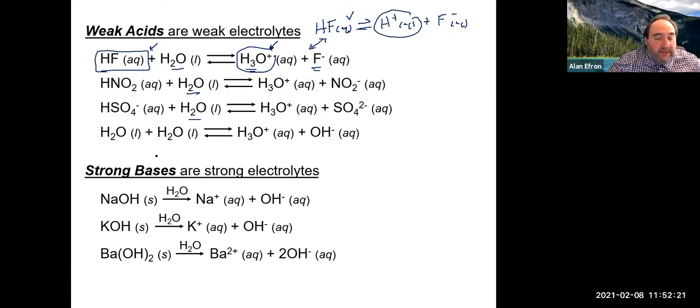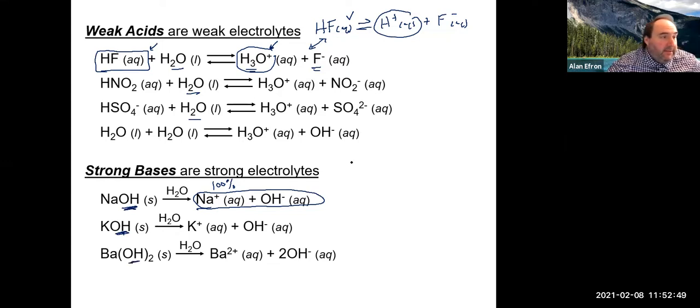These are strong electrolytes, which also means that they 100% break apart. So we take some sodium hydroxide, potassium hydroxide, barium hydroxide, and much like our strong acids, we 100% have our ions in solution. They completely break apart, and again, are very good conductors of heat and electricity. A lot of strong bases do actually contain that hydroxide in them.